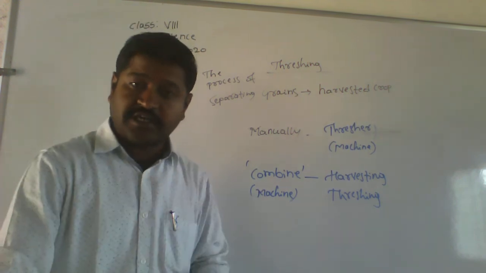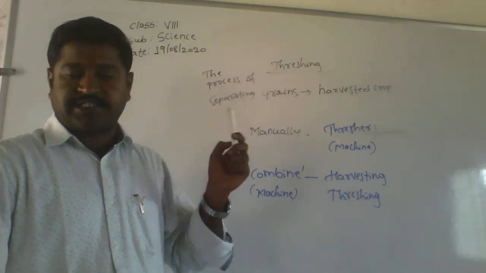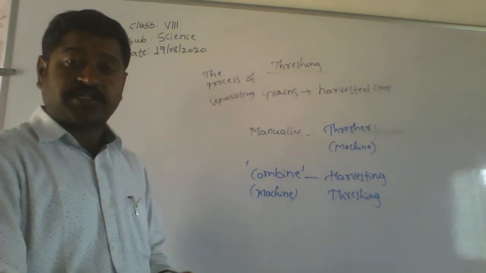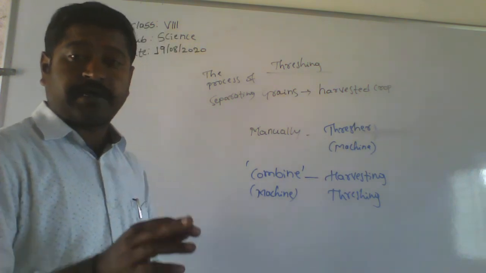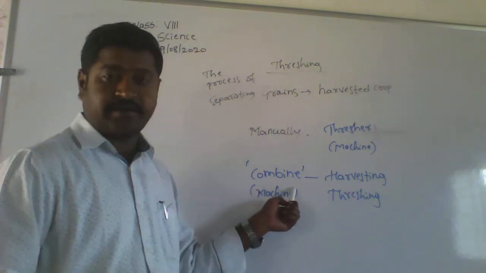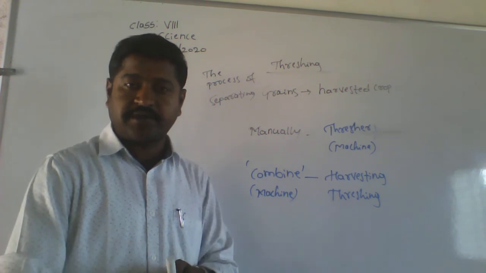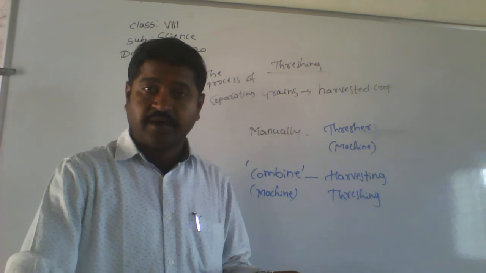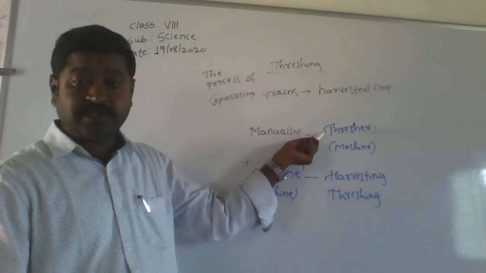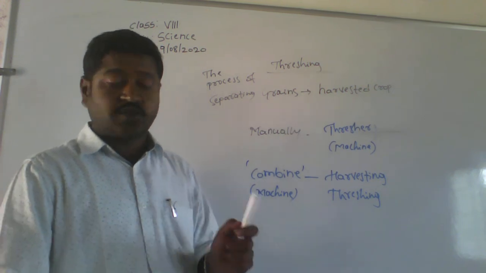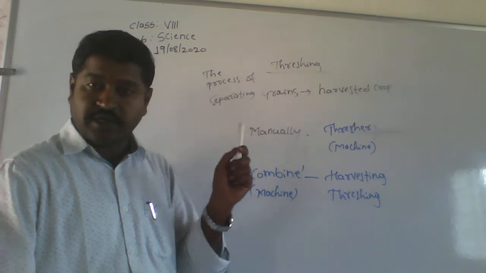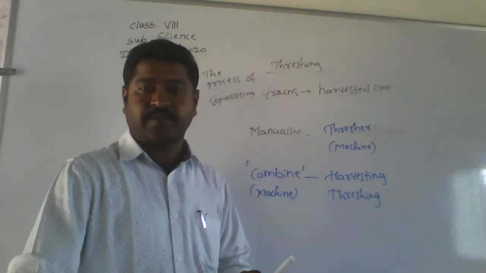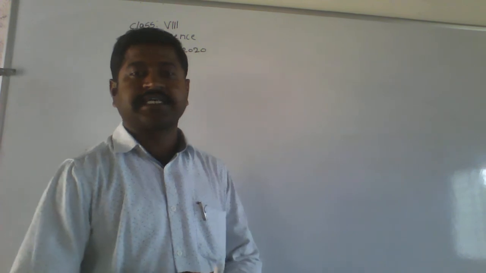Harvesting is done by a machine called harvester. Threshing is done by a machine called thresher. And both threshing and harvesting can be done by a single machine called combine. Are you getting my point, children? Harvester is a machine used for harvesting, thresher is used for threshing, and combine is used for harvesting as well as threshing. Got it? Then the next is winnowing.